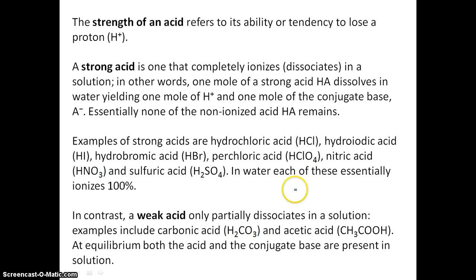When it comes to determining a strong acid from a weak acid, a strong acid will completely ionize or completely dissociate, whereas a weak acid only partially dissociates. So you're going to see some overlapping with pH. Sometimes a weak acid may have a stronger pH, a lower pH than a strong acid, but what determines whether it's strong or weak is not necessarily the concentration, but its dissociation.